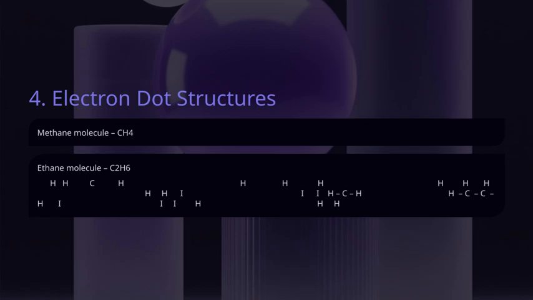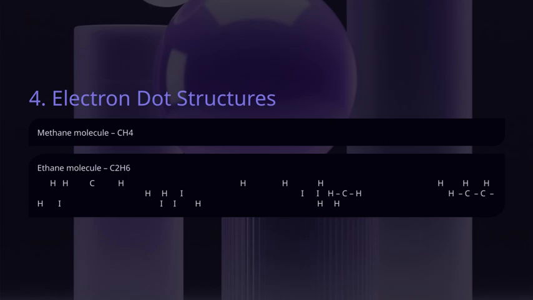Here, you can see the ethane molecule, C2H6, represented with its bonding and valence electrons. The dots around the symbols show the electrons involved in bonding and lone pairs. Similarly, the methane molecule, CH4, is illustrated with its electrons arranged around the carbon and hydrogen atoms. Electron dot structures are essential because they help us visualize how atoms share electrons to form bonds. They highlight the number of valence electrons each atom has and how they pair up to create stable molecules.